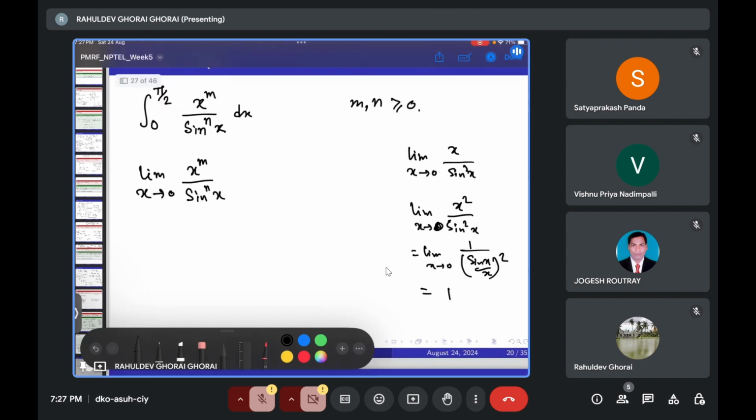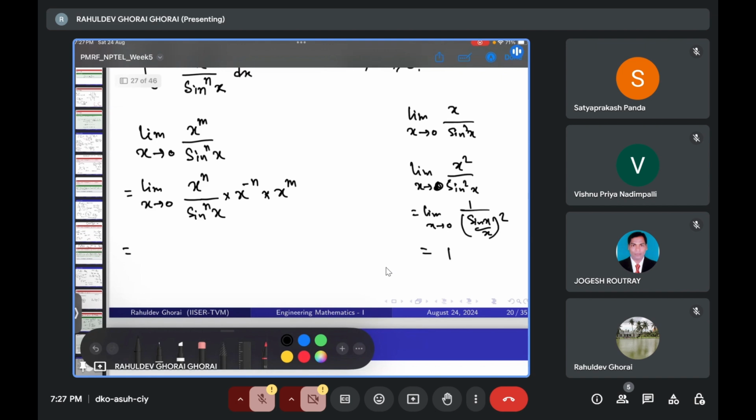So that's why I write the limit as x tends to 0 as x to the power n over sine to the power n x, whose limit will always be finite, times x to the power minus n times x to the power m, because I multiplied by x to the power n. So it is nothing but the limit as x tends to 0 of x to the power n over sine to the power n x, times the limit as x tends to 0 of x to the power m minus n.